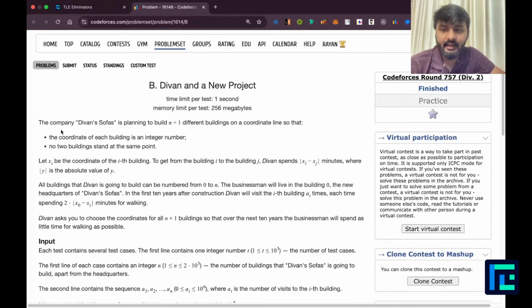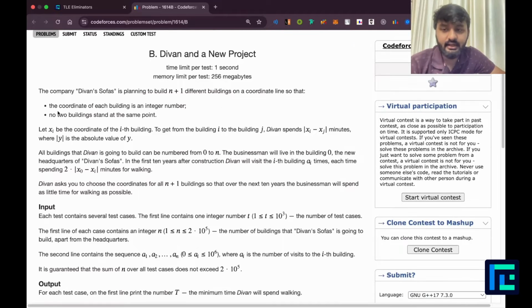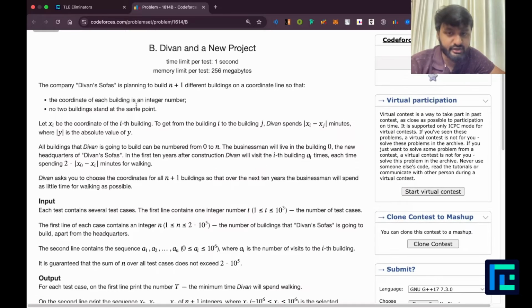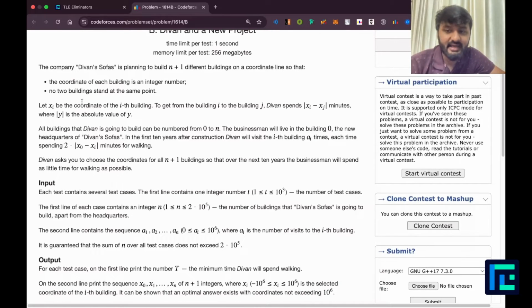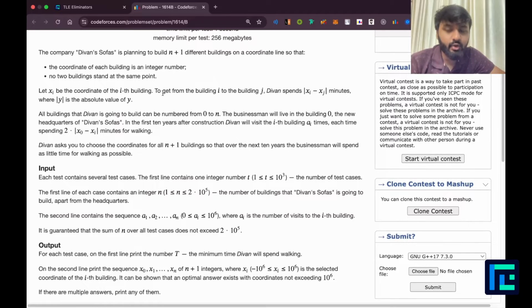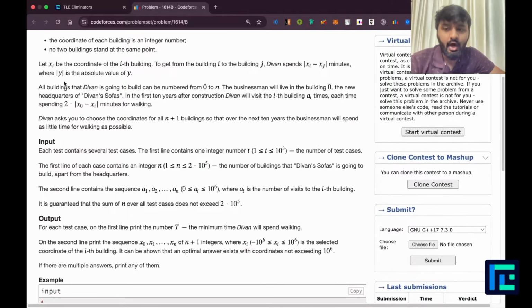Let's read this. The company Divan's Sofa is planning to build n+1 different buildings on a coordinate line so that the coordinate of each building is an integer number. No two buildings stand at the same point. Let xi be the coordinate of the ith building. To get from building i to building j, Divan spends |xi - xj| minutes, where |y| is the absolute value of y. All buildings that Divan is going to build are numbered from 0 to n.